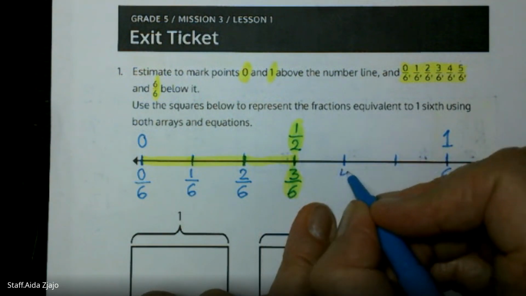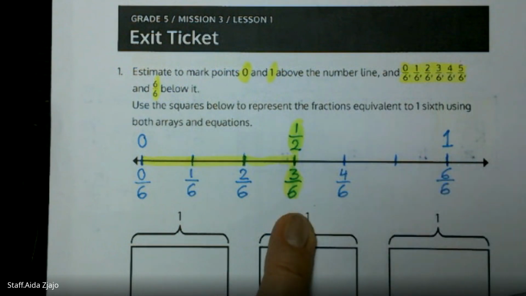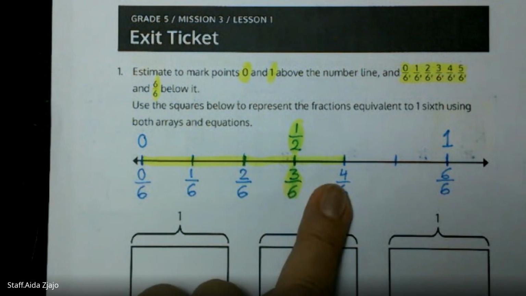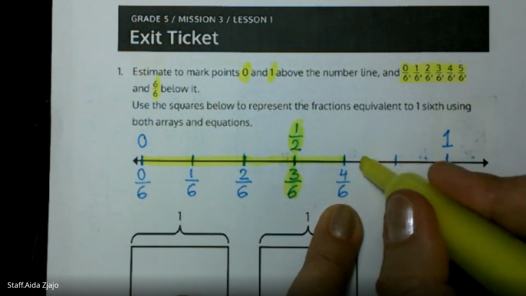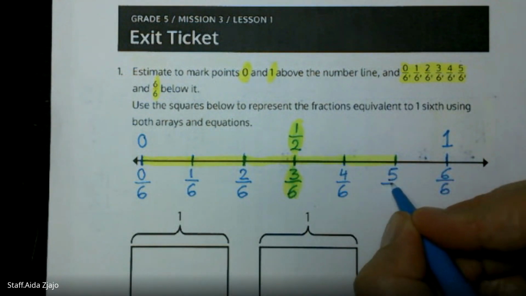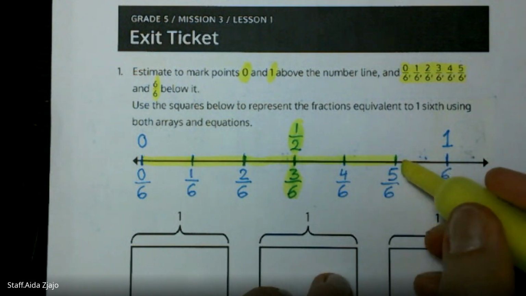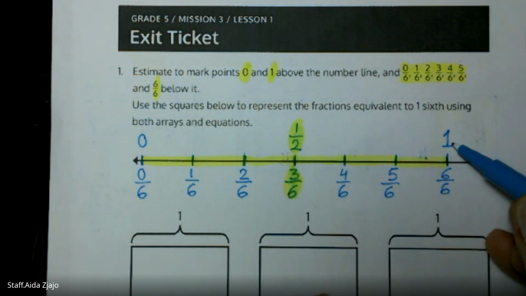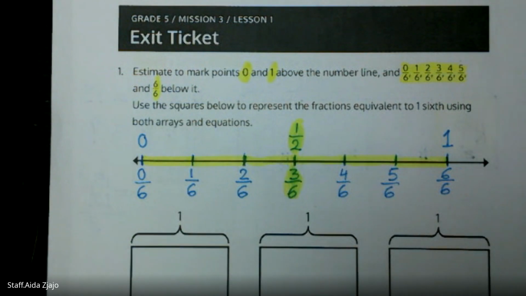Now next is 4 out of 6 pieces. So if I have only this much of the line, I will have 4 out of 6 pieces. If I have one more piece, I will have 5 out of 6 pieces. And if I have one more, I will have 6 out of 6 pieces, which also is one whole that represents 6/6.